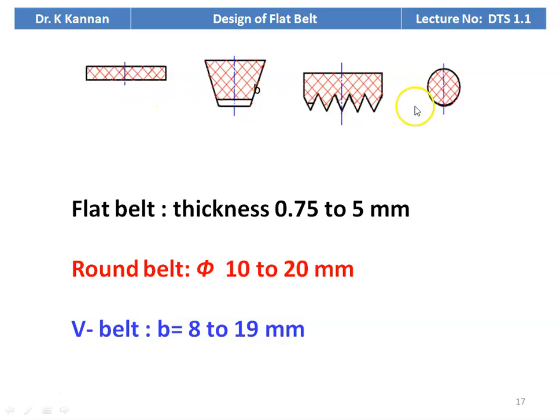And these are all different types of belt cross sections: flat belt, V belt, multiple V and round belt. The flat belt is of thickness 0.75 to 5 millimeter, round belt of diameter 10 to 20 millimeter, and V belt of width B 8 to 19 millimeter. So, these are the general cross sections of the four different types of belt.